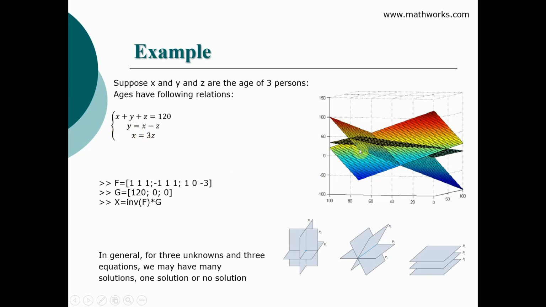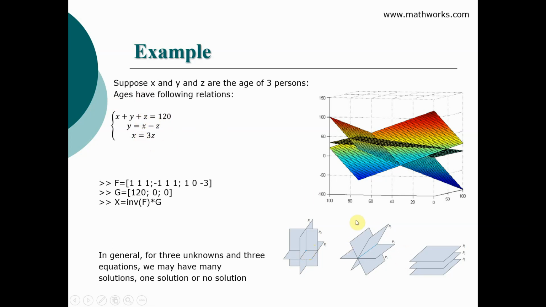I think I did it wrong. This should be, I think, the third one. Anyways, it doesn't matter. Each of these equations represents a plane here. So these three planes can intersect in one point. In that case, our system of equations has only one solution. There is only one point that exists on all of these three planes.